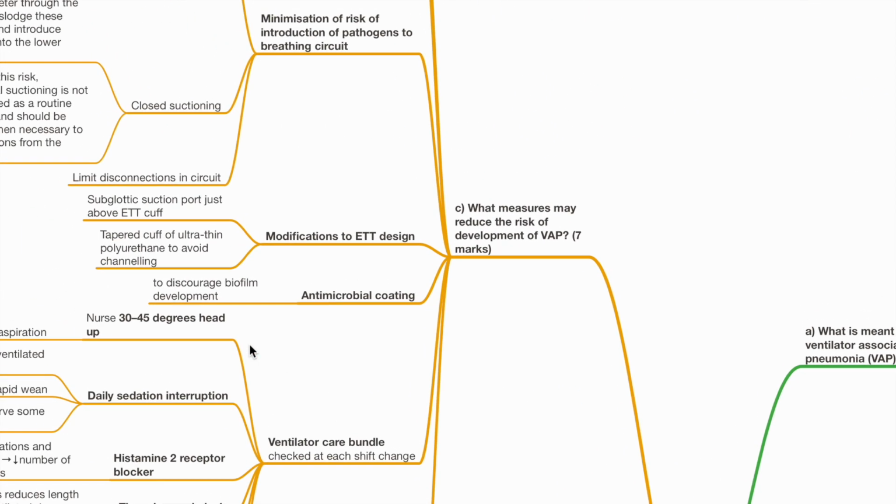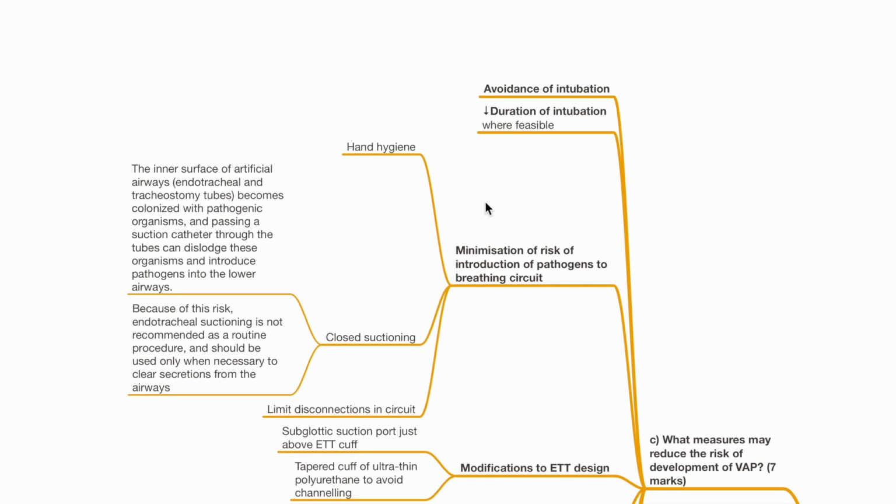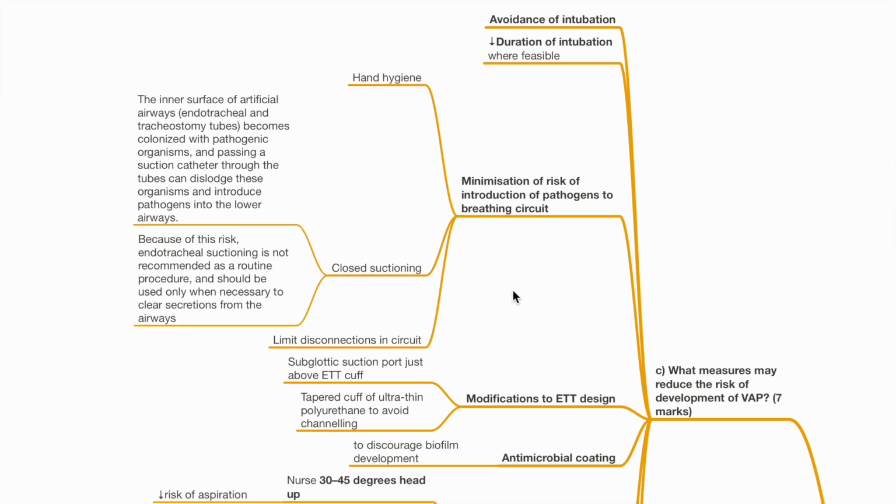C. What measures may reduce the risk of development of VAP? This includes avoidance of intubation, reduced duration of intubation where feasible, minimize risk of introduction of pathogens to the breathing circuit via hand hygiene, closed suction, avoiding routine endotracheal suctioning, and limit disconnections in the circuit.